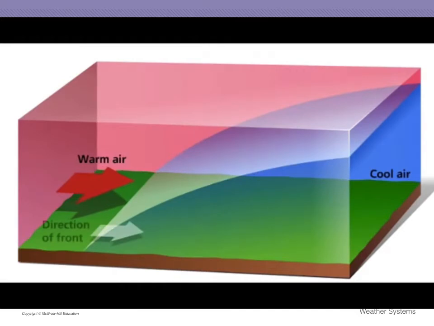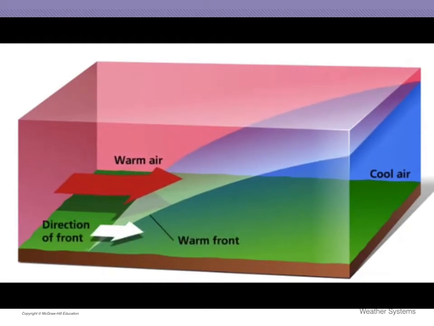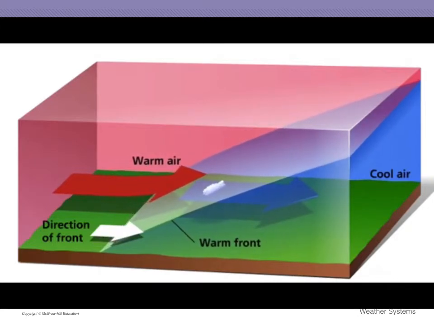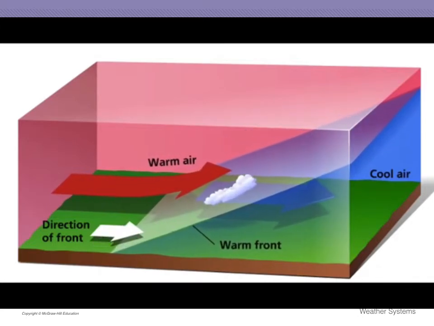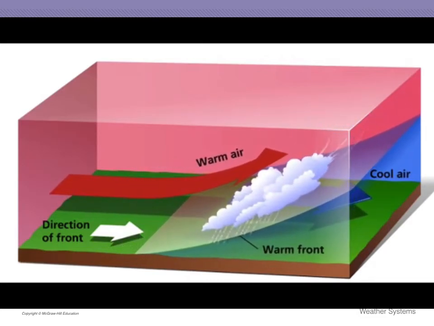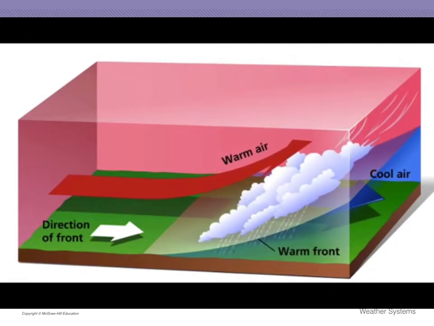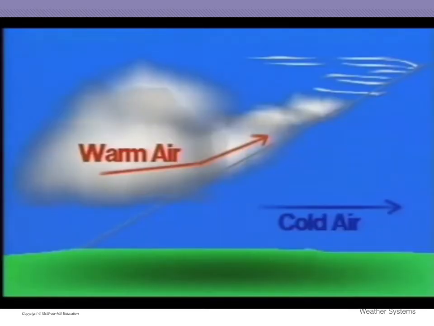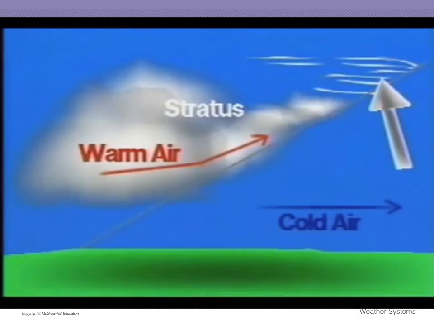A warm front occurs when a warm air mass pushes a cold air mass. The warm air moves up and over the cold front. Notice that the movement of the warm air over the cold is at a much more gradual slope than at a cold front. The warm air does not rise as fast as it does in a cold front, so the clouds that form are different. They are thinner and spread out over a greater area. These clouds are called stratus. These high clouds are a sign that a warm front is approaching.